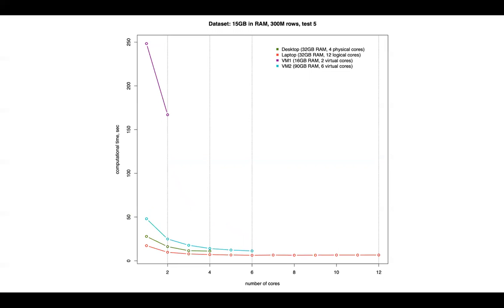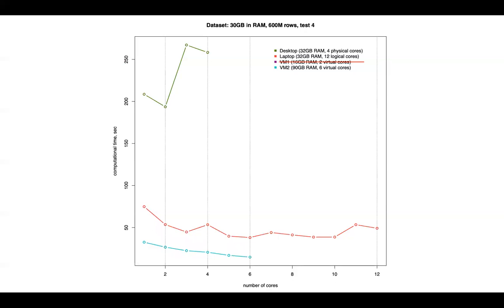Now I move to the next limit, and the next limit I set as a 15 gigabyte data table, and this data table pushes the memory of virtual machine 1 to the limit, and as you can see, the virtual machine is struggling to implement the task, while the rest of the machines are performing pretty well. So virtual machine 1 is out of the race.